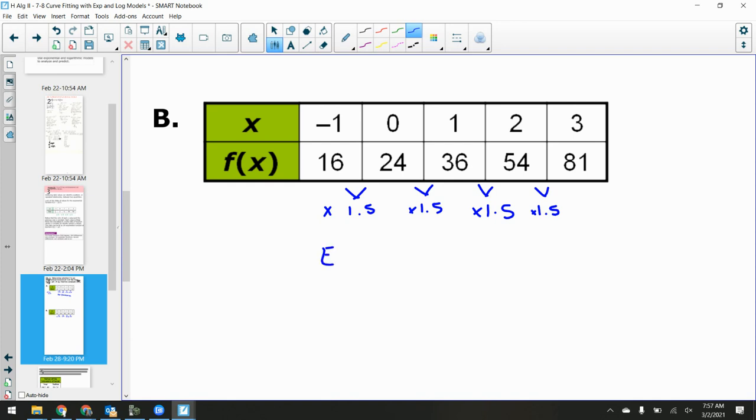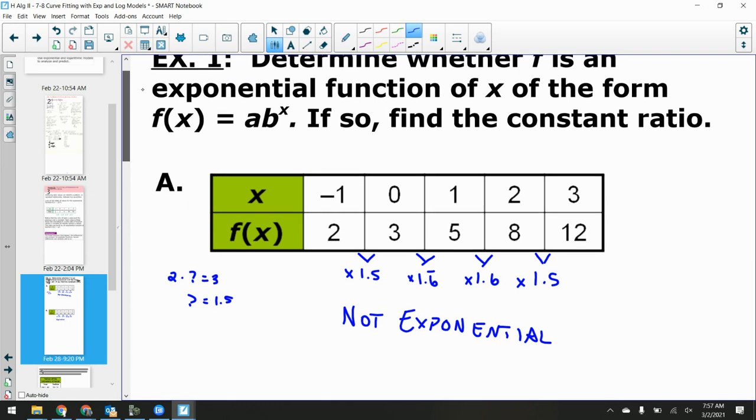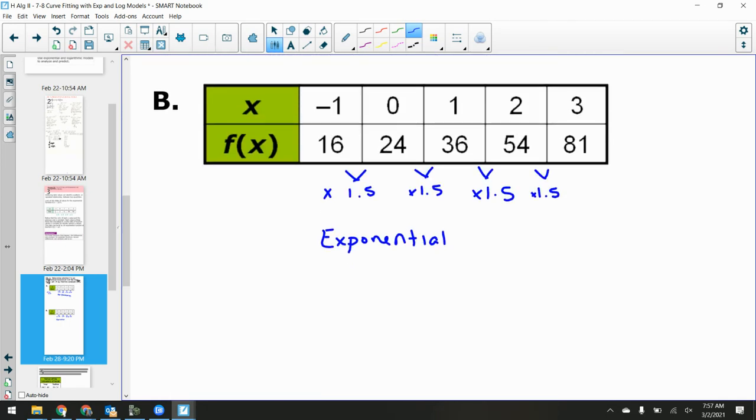We see that it is exponential. Now, I know it says to just write the common ratio, or the constant ratio, but let's write the equation. Why not? It should be of the form f of x is equal to a times b to the x. Well, what's my b value in this case? What's the base of my exponent? Somebody tell me. 1.5. It's the common ratio. So I know that f of x is going to be something times 1.5 to the x. What's my a value then?